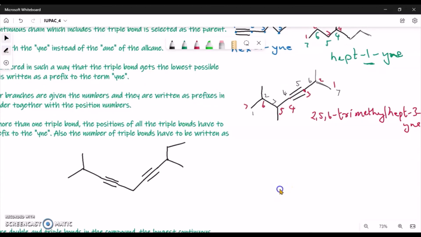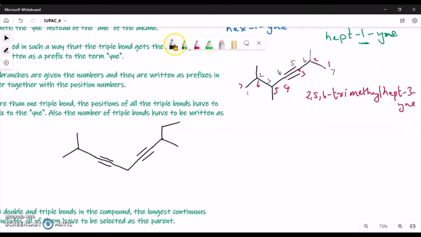Next, let us see this case where there is more than one triple bond in the compound. So here again we have to choose the longest chain in such a way that both the triple bonds are included. So here we can have 1, 2, 3, 4, 5, 6, 7, 8, 9 and 10. So that is a long chain. But if we go for, let us say, this one, 1, 2, 3, 4, 5, 6, 7, 8, 9, it is only 9 carbons, so we don't choose that as the longest one.